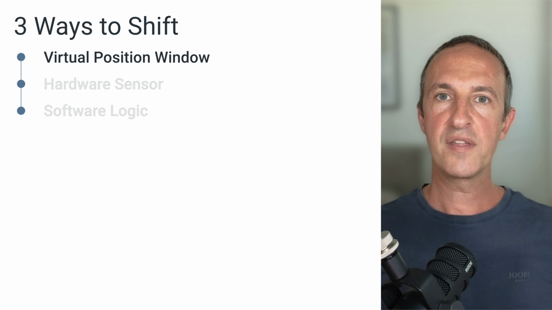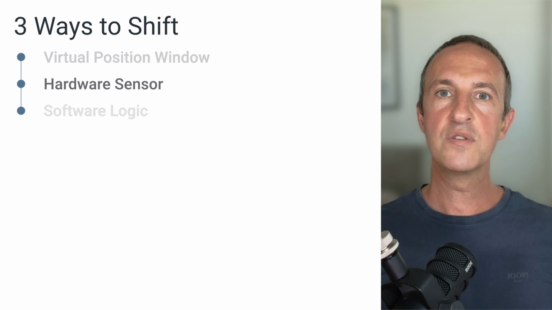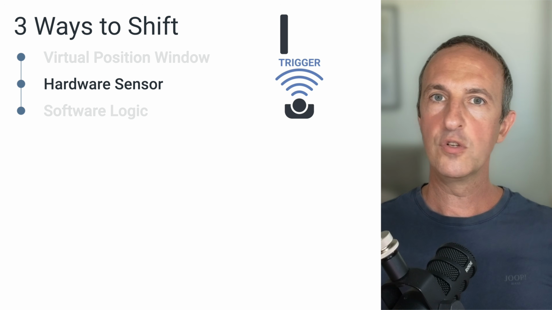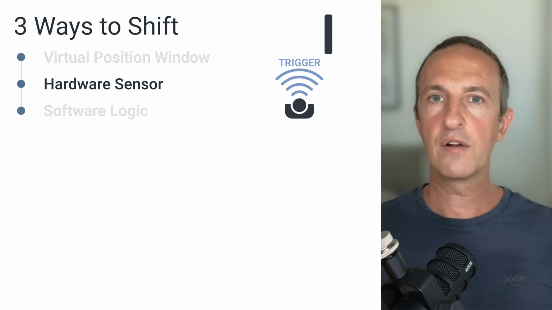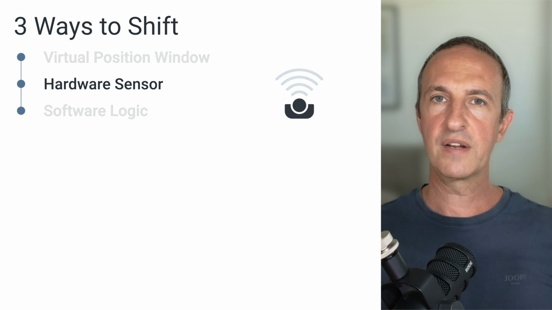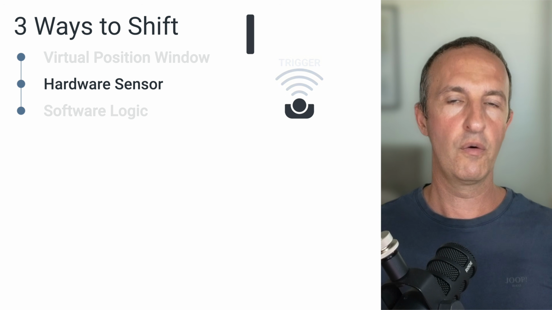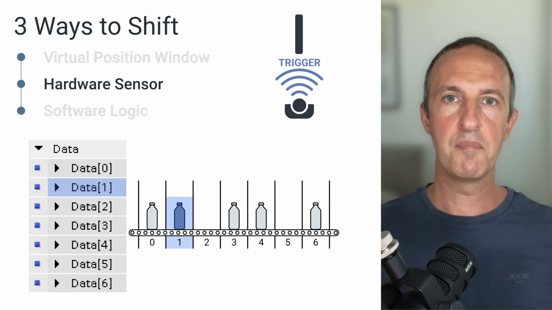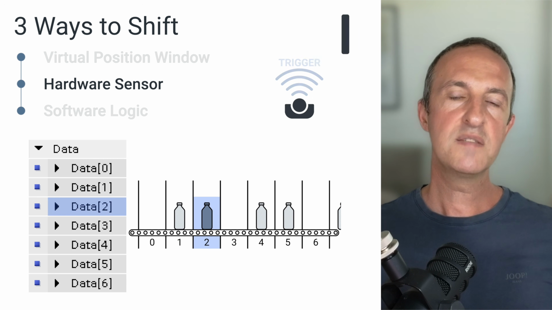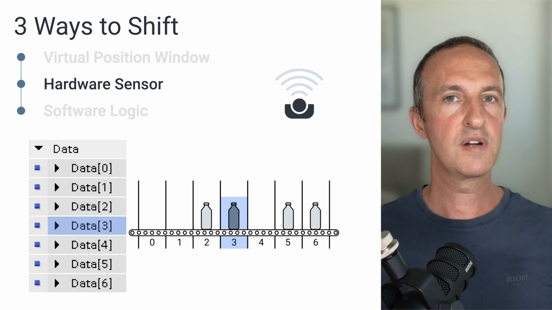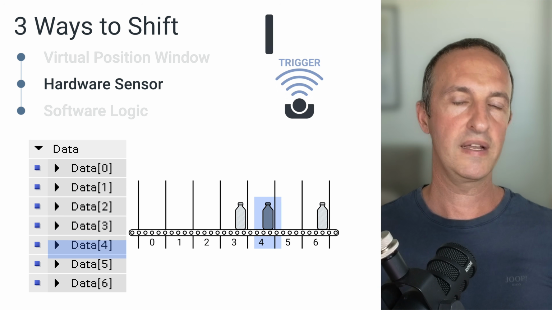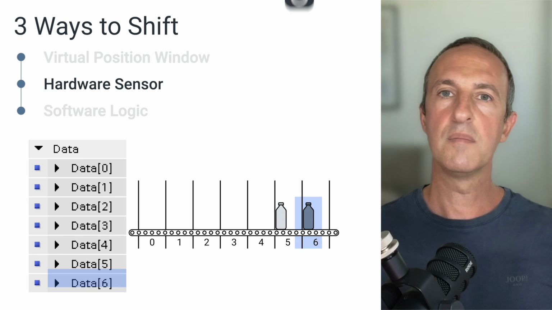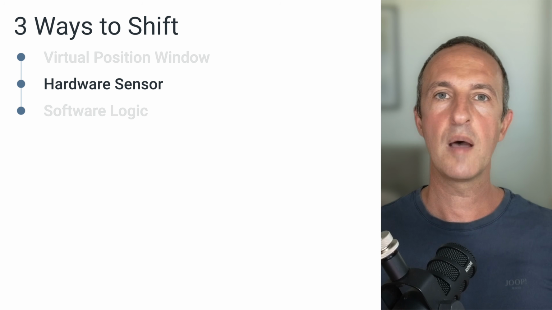Another classic method of shifting a register is by using a hardware sensor. Here you typically mount a sensor on the conveyor or on the chain to detect something repeating like a pin, a hole or a notch, and each time it sees that marker, it triggers the shift. This method is simple and reliable and it doesn't require any fancy motion control like a virtual axis, but it does need some hardware and some wiring to get it up and running.